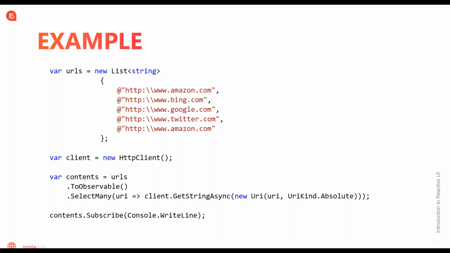Well, looking at the example, this is the usual look of our reactive sentence. The first part is the list of URLs itself. It's a list, and we can convert it to an observable using this method. And the first part is effectively doing this: we are converting the list of URLs into an observable.